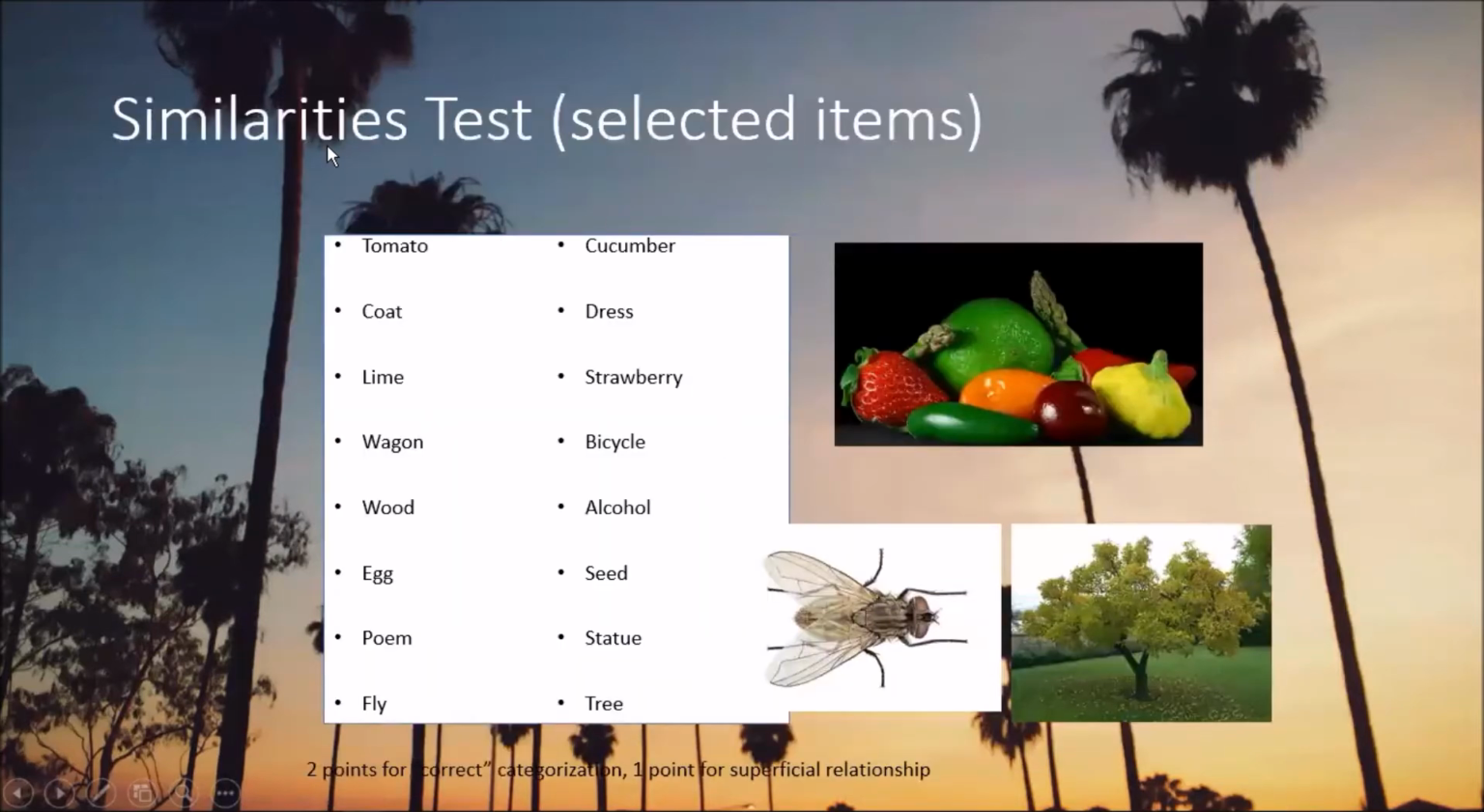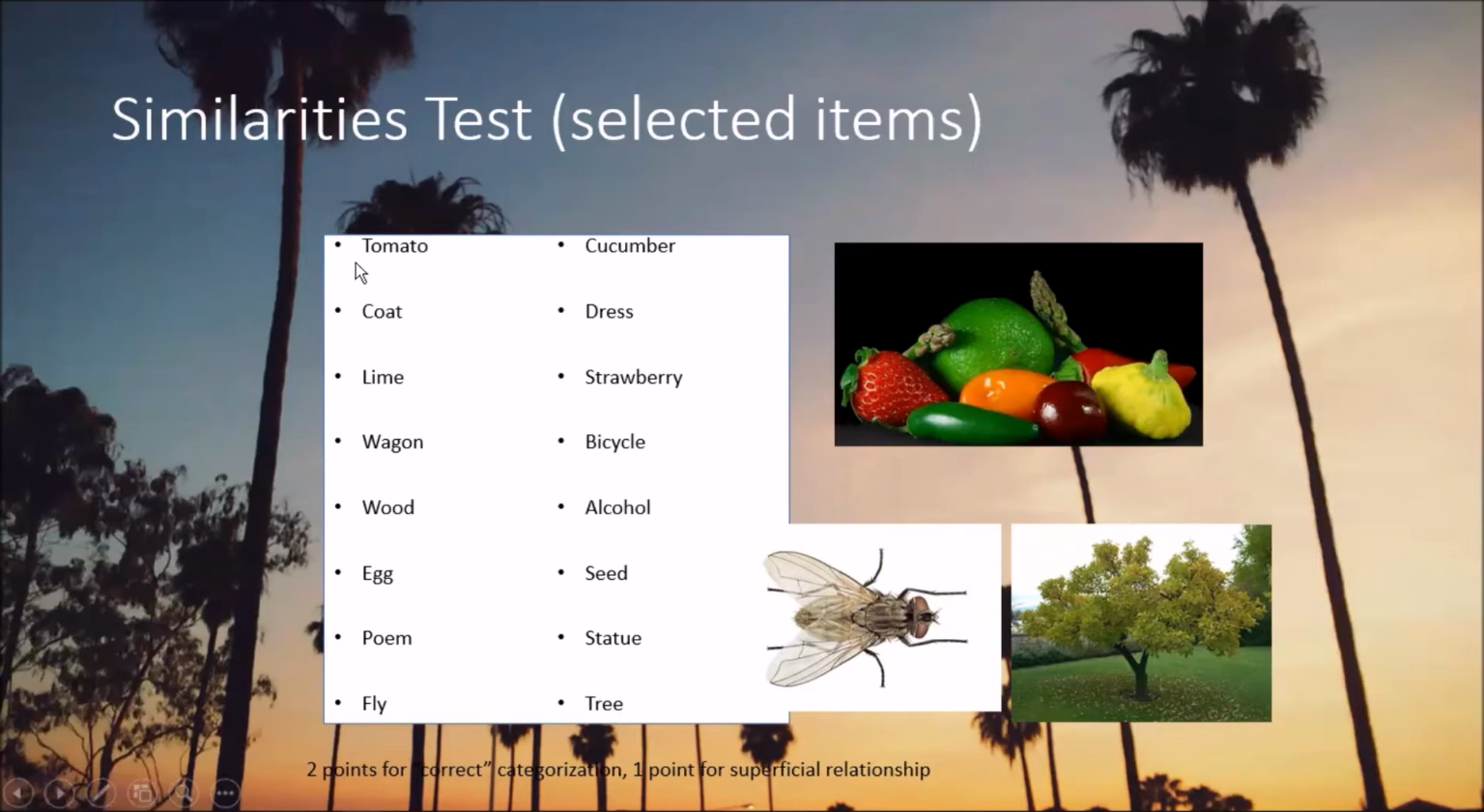Okay, then there's a left brain test people often would do, and it's a categorical test. What category do these two items fall into? Tomato and cucumber. Vegetables. Coat and dress, apparel. Lime and strawberry, good margaritas. The fruit would be probably a better answer. Wagon, bicycle. And you keep going down here. Fly and tree is the hardest one. But most people can figure out it's life.